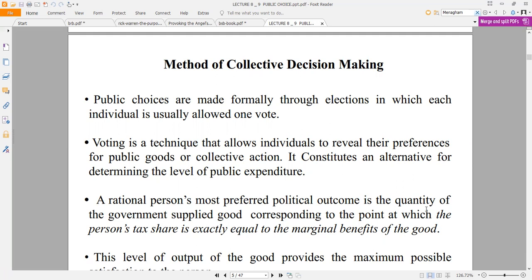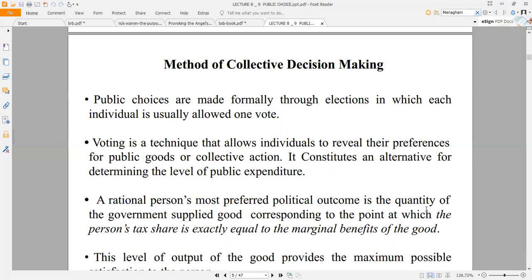Now I want to take public choices. We want to enact a policy, we want to produce a particular public good or service. Most of the time, the choice making is done through elections, where any individual that is affected by the policy is allowed to vote only once. This voting is able to reveal the individual's preferences concerning the public rules or whatever collective action that the state or the nation wants to take.